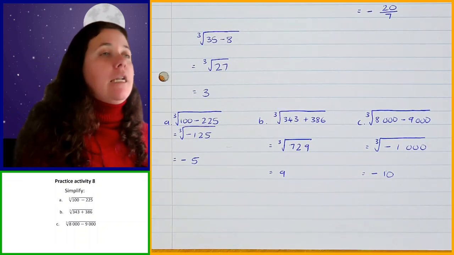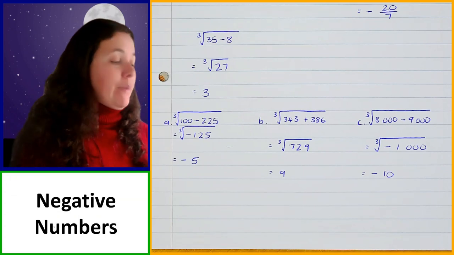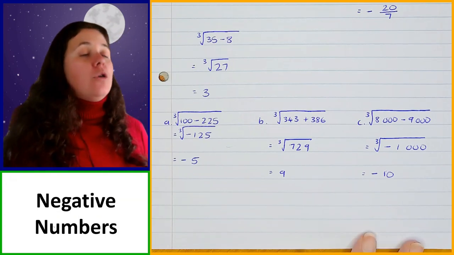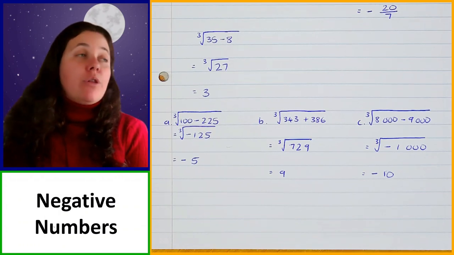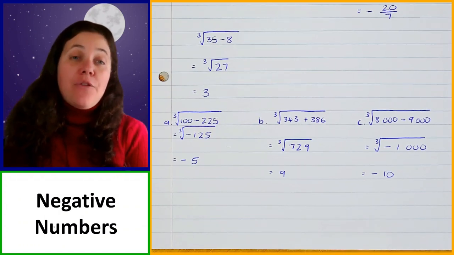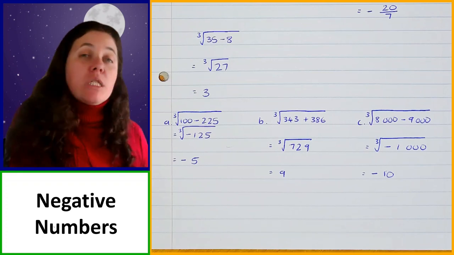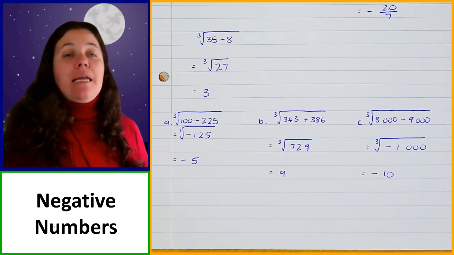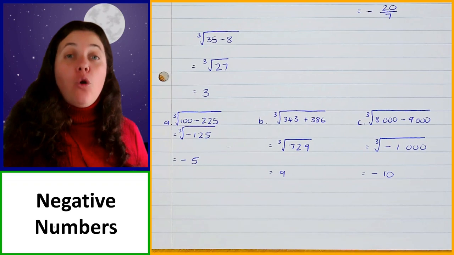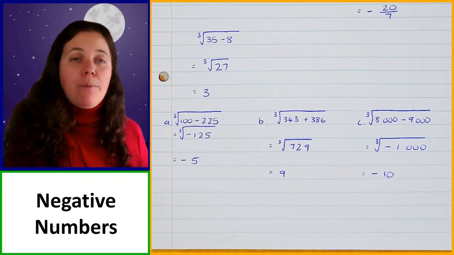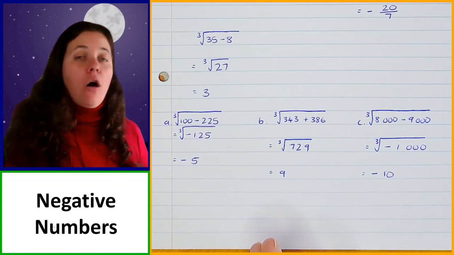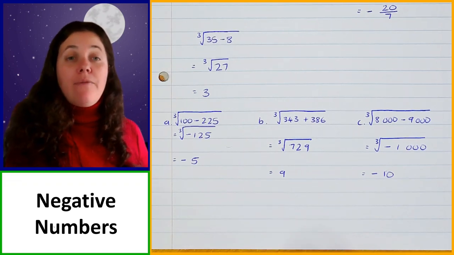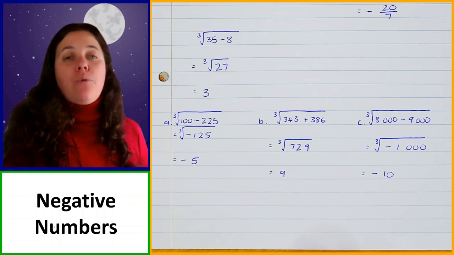Right, now let's go on quickly just to talk about negative numbers. Unlike when we were working with squares, when you're working with cubes, you can have negatives, okay? So when we're squaring a number, whether you squared a positive or a negative, you always got a positive answer because you are multiplying an even number of items by themselves. So even if they started off as negative, when you multiplied them together, you ended up with a positive answer.